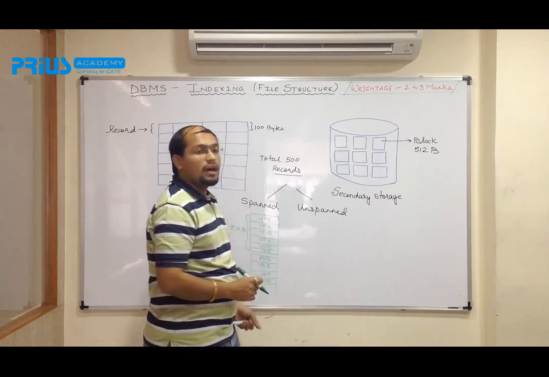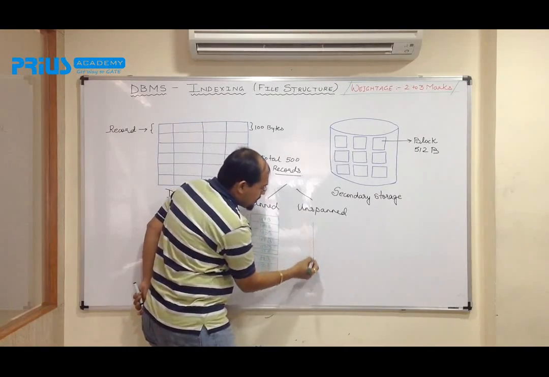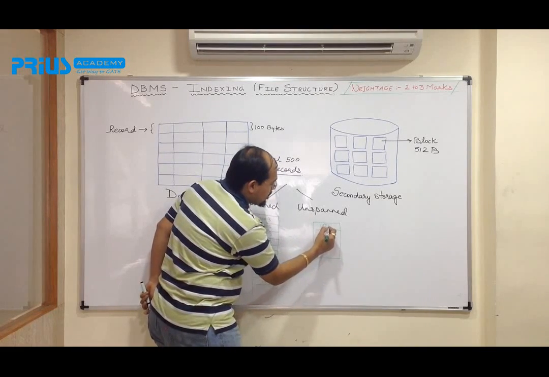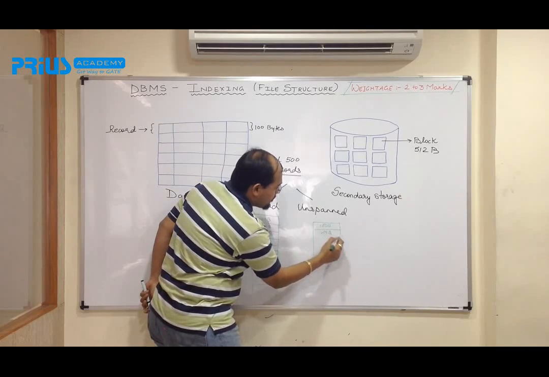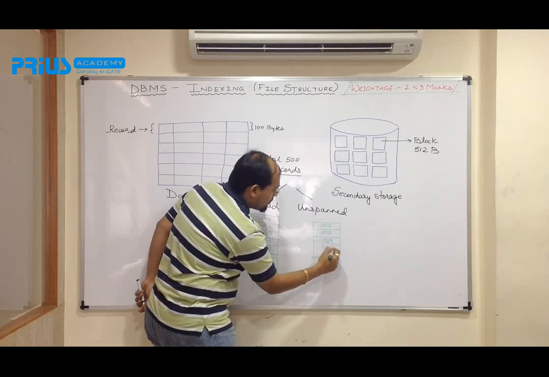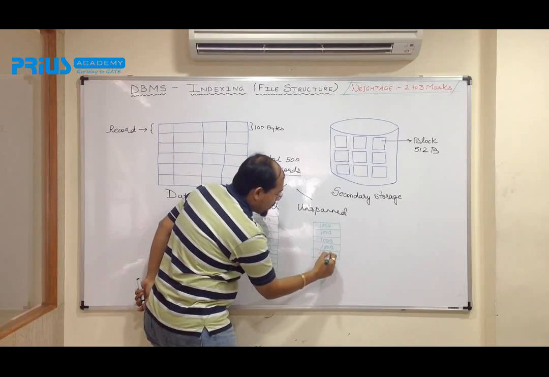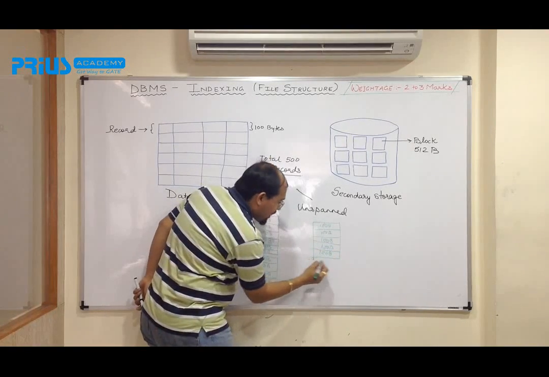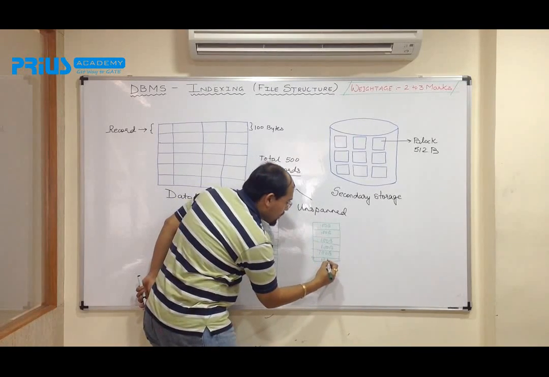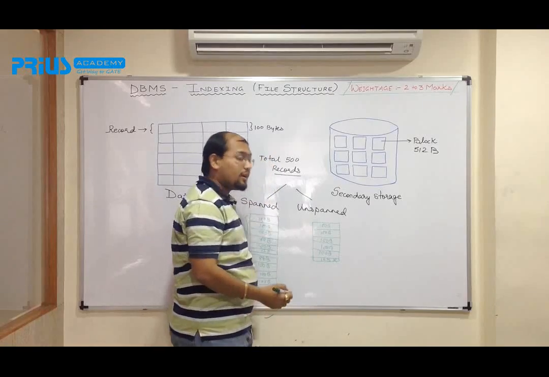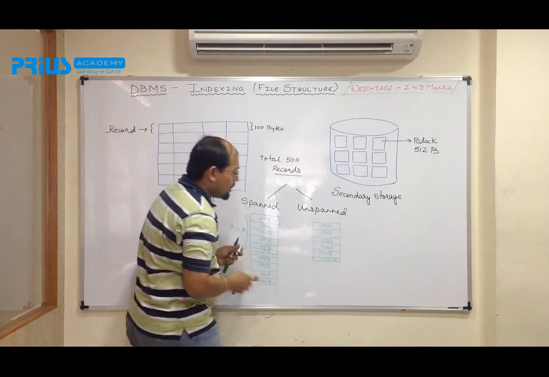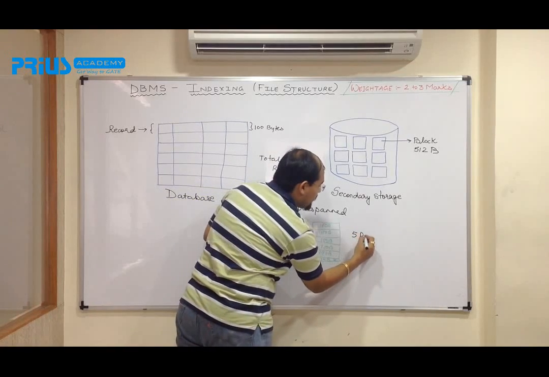Now what happens in unspanned organization? In unspanned, taking the same data, the first record of 100 bytes, second, third, fourth, and the fifth record of 100 bytes will be there, and out of 512, 500 bytes have gone, so those 12 bytes will be discarded and nothing will be stored there. So in unspanned, only 5 records per block are stored.